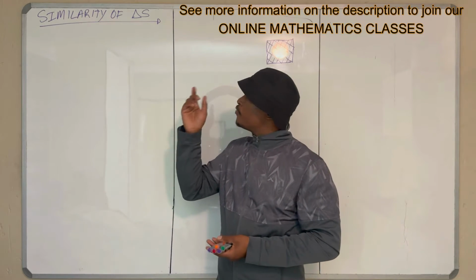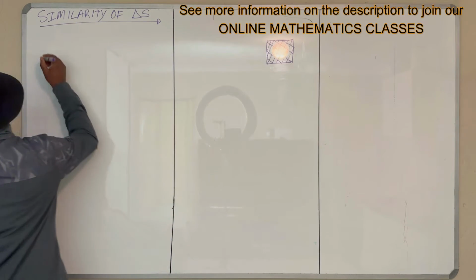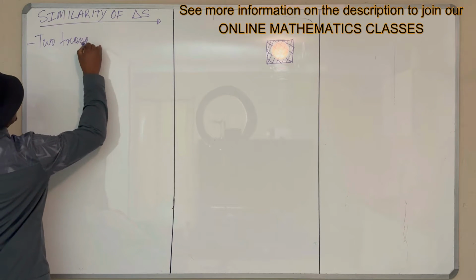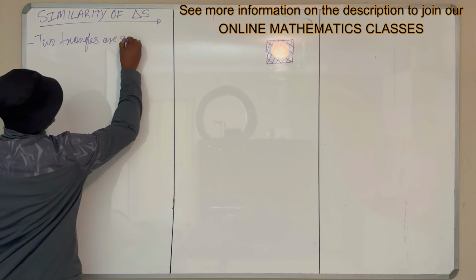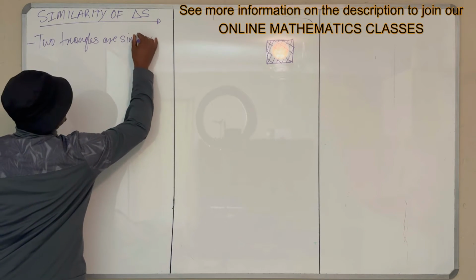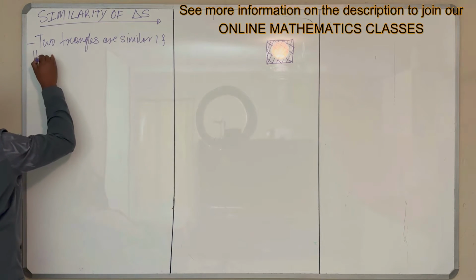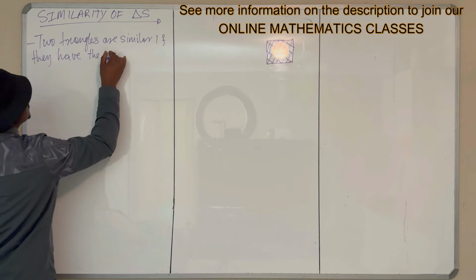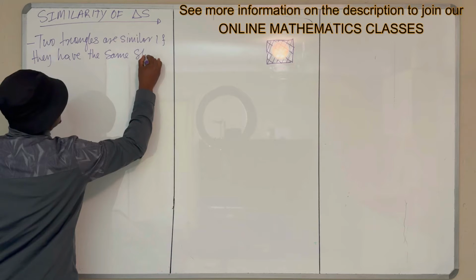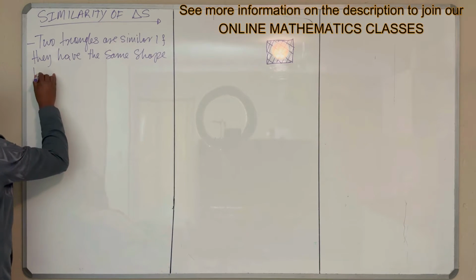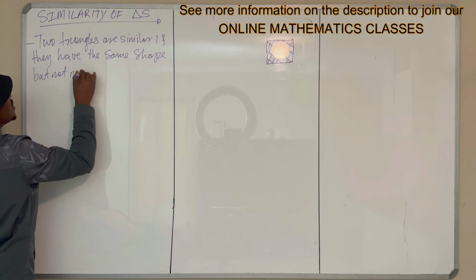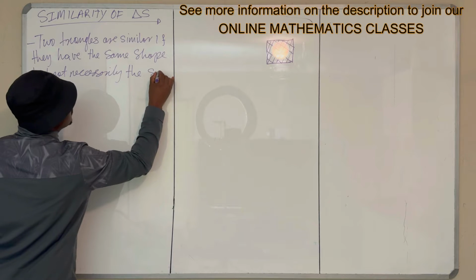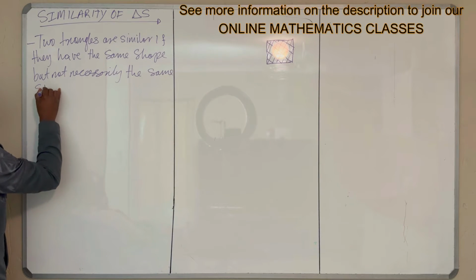Yes. So, for short, you can say two triangles are similar if they have the same shape but not necessarily the same size.